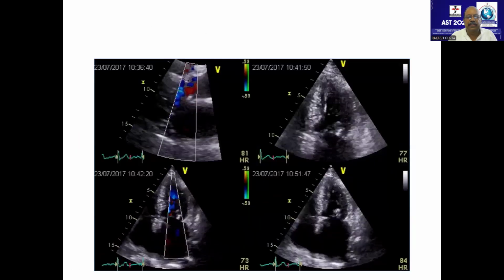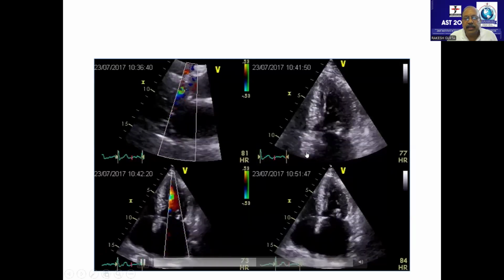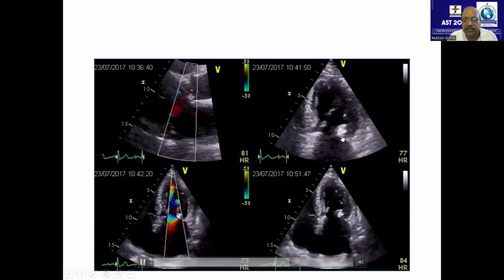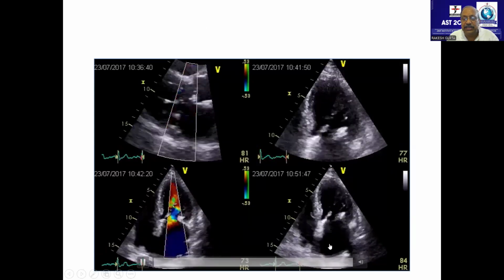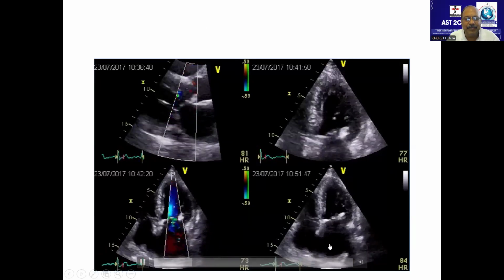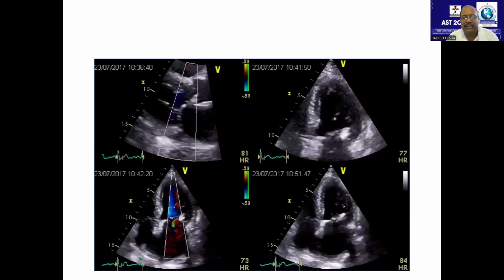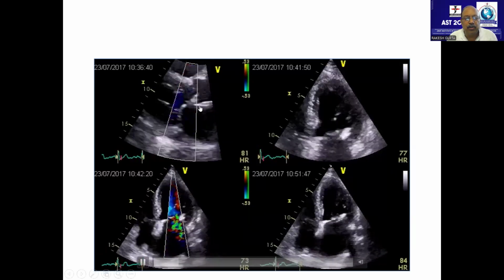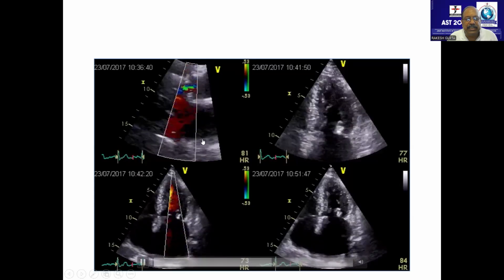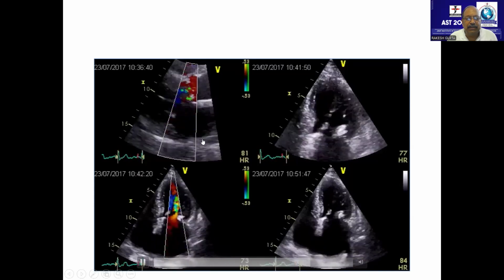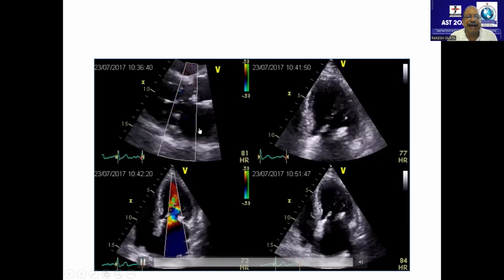Okay, let's move further. Look, same patient we were talking about. Here is the annular calcification, 4-chamber view, and look at the dilated LA. I say dilated LA, but to confirm whether it's dilated or not, I have to go to the PLAX view to look at the AP diameter and divide by body surface area. If it's more than 22 millimeter per meter square, it is dilated.